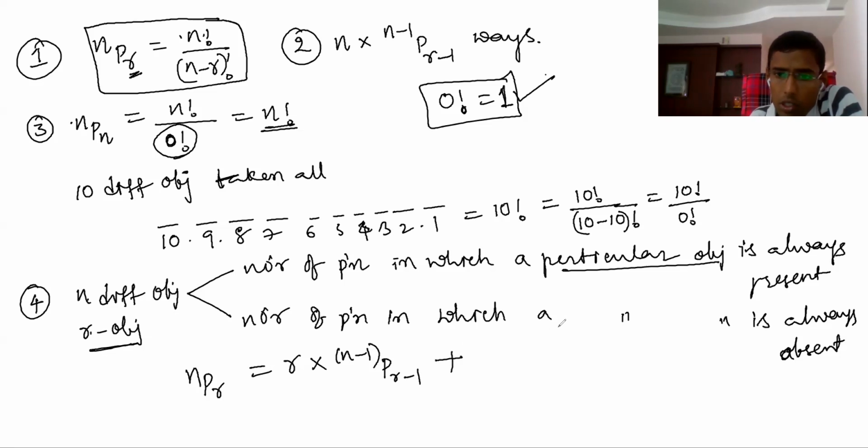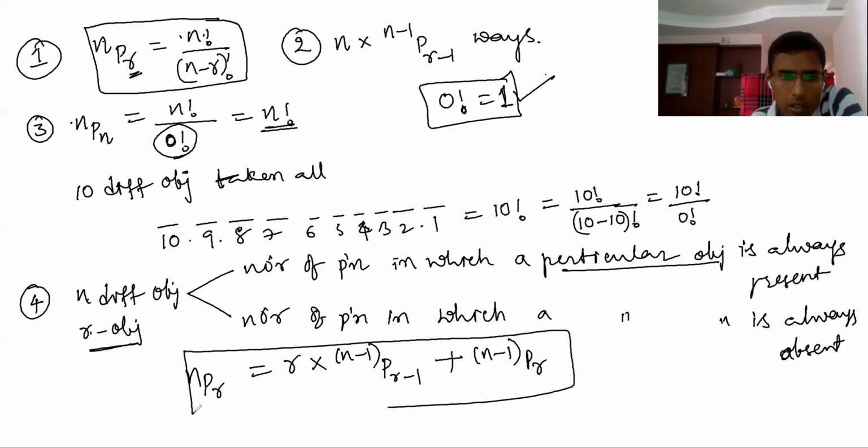Or the number of permutations in which a particular object is always absent. Absent means remove it, keep that object aside. Then n minus 1 objects you have to fill in r blanks. That is n minus 1 P r. So this is one formula, the nPr formula. This you can prove in 2 ways. One is you take the RHS, write the nPr formula, and then you can prove it. That is there in the textbook also.